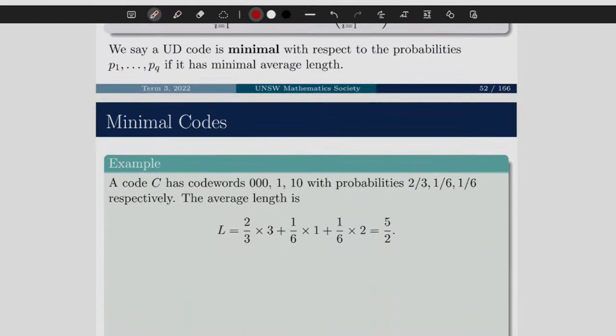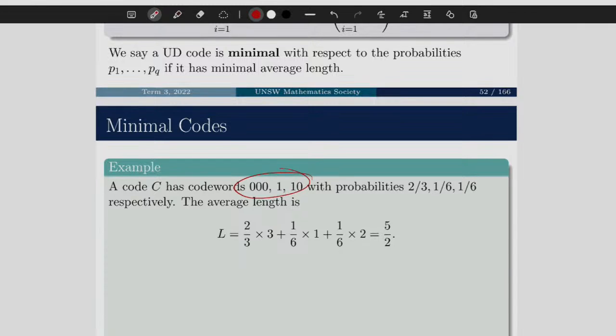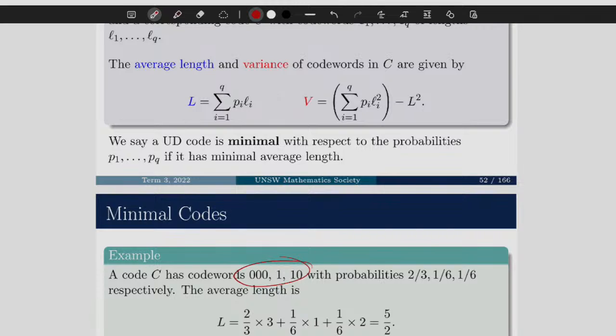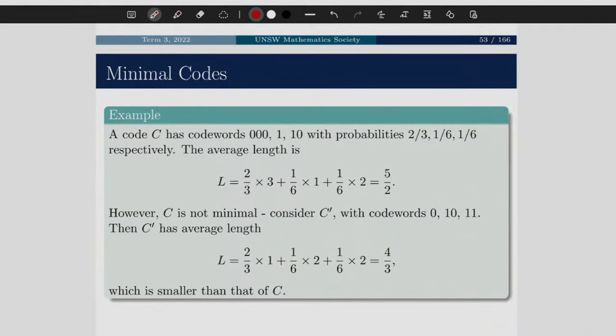Okay, so going off of these code words, say I had these, right? With probabilities 2/3, 1/6, 1/6. Using this equation here, we can actually find the average code word length to be 5 on 2, right? Because we're just timesing these by the length of this, right? So 2 on 3 times 3, 1 on 6 times 1, 1 on 6 times 2. Perfect, right? However, what we can do is we can say, oh, this code is actually not minimal.